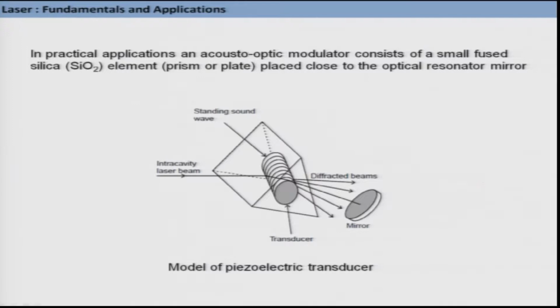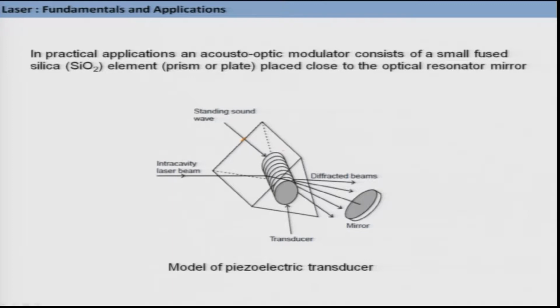So, the sound wave is given. So, this acoustic modulator is attached right here. So, this gives the sound wave, and this sound wave will modify the refractive index of the medium. Okay.